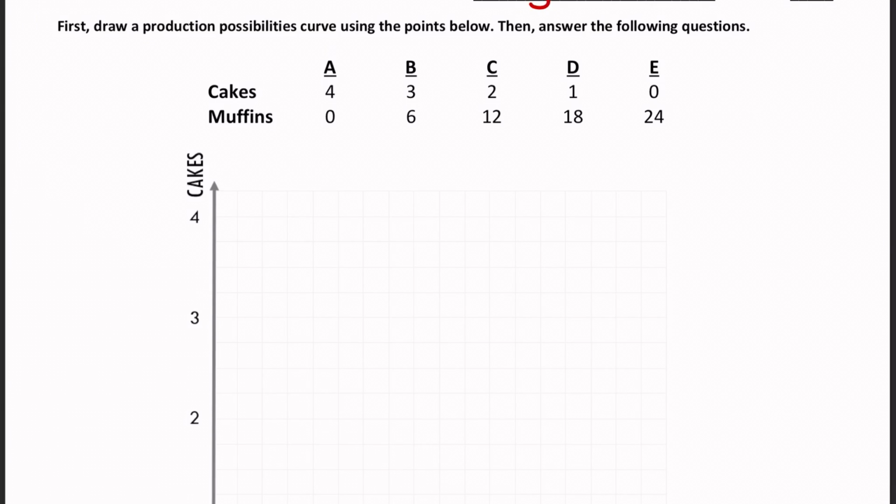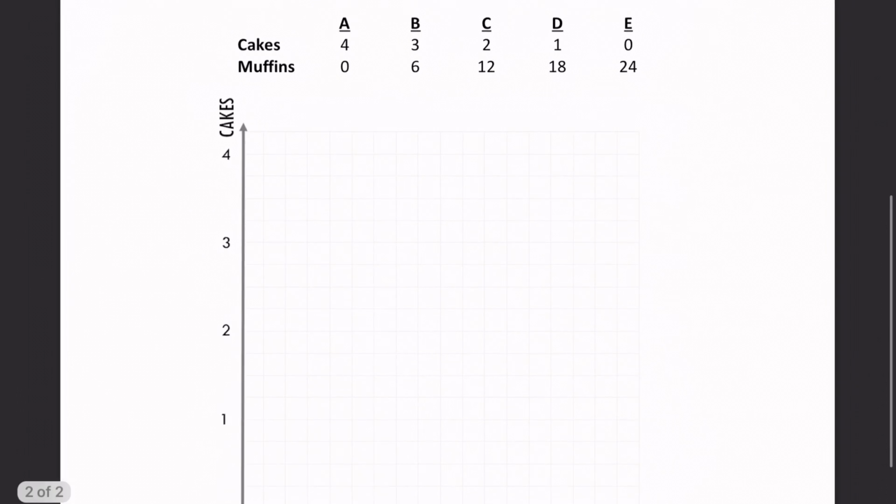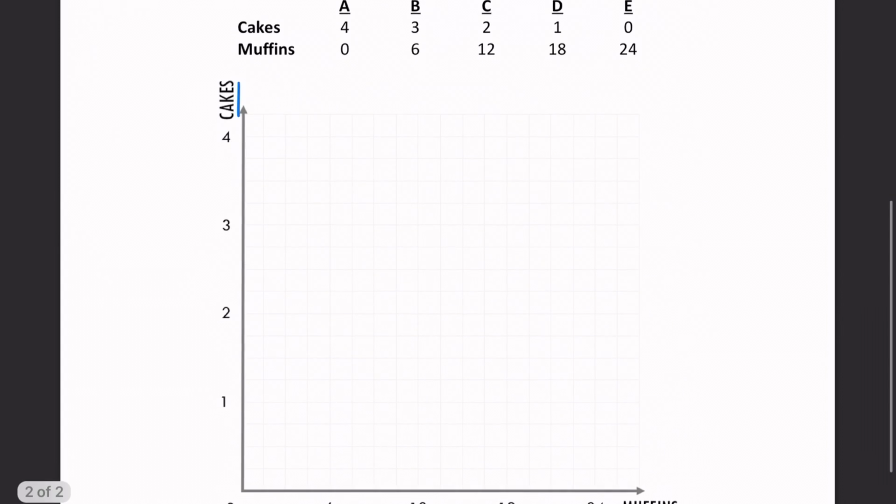All right, so what we've got here is we're dealing with our production possibilities curve, and we have cakes and muffins. Those are going to be our two items that we are producing here. So we have cakes along our y-axis, muffins along our x-axis. And the first thing we should do whenever we have information like this is we should plot out our points.